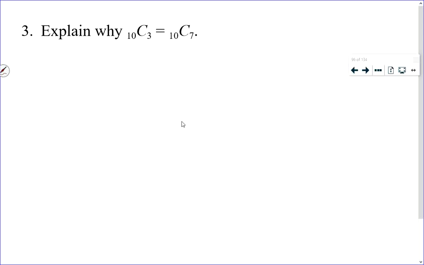This is an important question in case it comes up on an exam, not this specific situation. Can you work out what 10 choose 3 is? Like work out, I mean, put it in your calculator. 120. Can you work out what 10 choose 7 is?